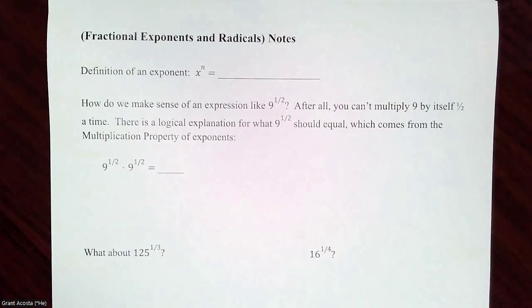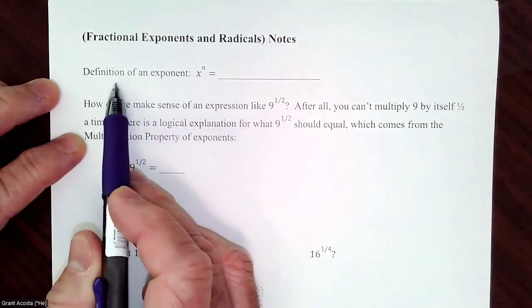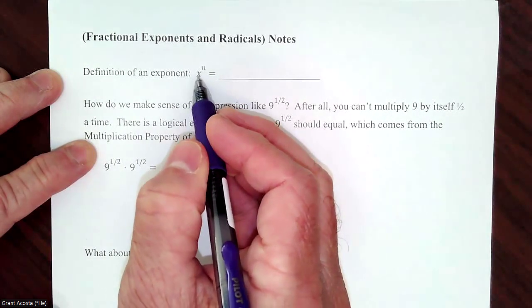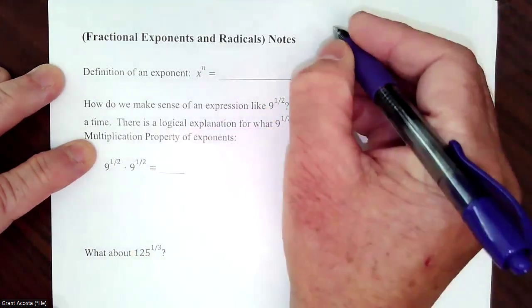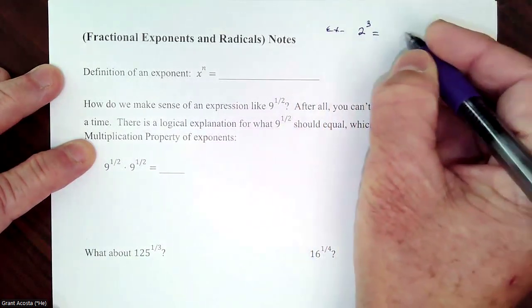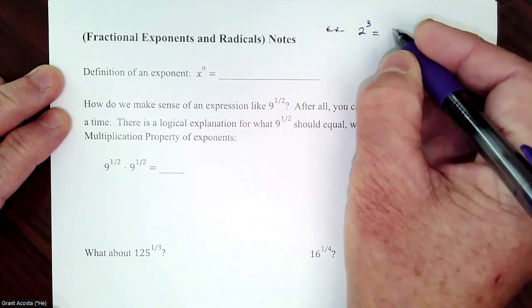In this video, we're going to talk about fractional exponents and how they relate to radicals. So let's first of all make sure we agree on what the definition of an exponent is. What does it mean to raise some number x to the n power? For example, if I had 2 to the third power, what does that mean when we put a number, make it smaller, and move it up a little bit?